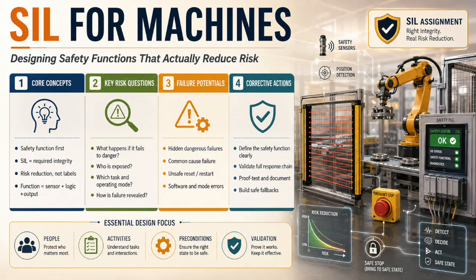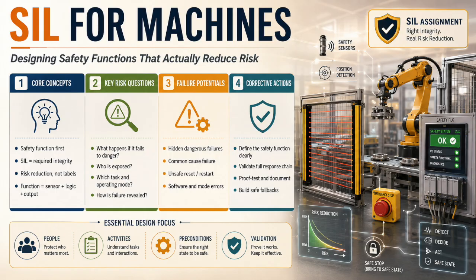That is why a low integrity safety function can be worse than no safety function. Because once people believe they are protected, their behavior changes. They move closer. They enter more confidently. They rely on automatic stopping. They assume the machine will not move. They believe the guard switch, light curtain, safety scanner, or safe speed function will protect them.